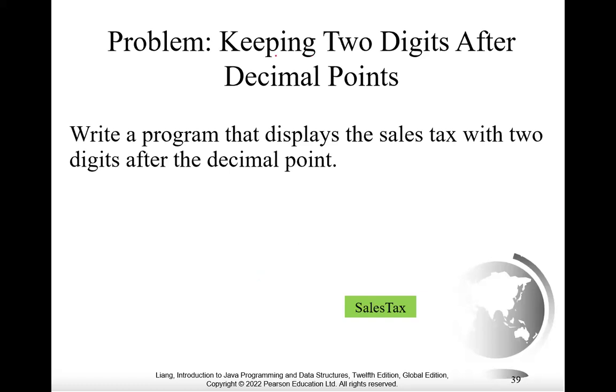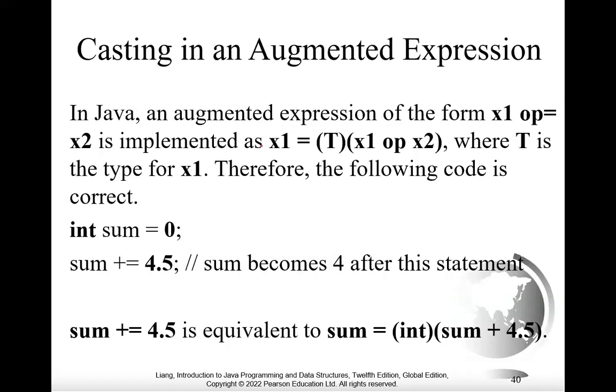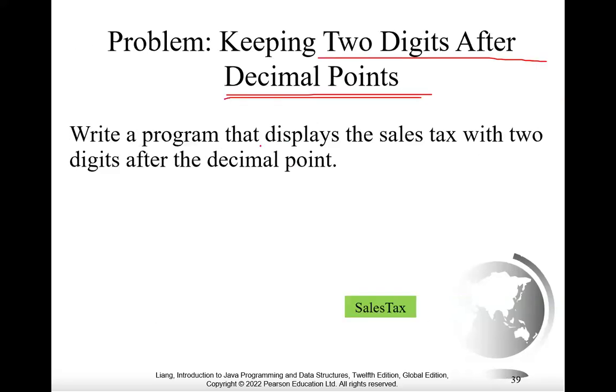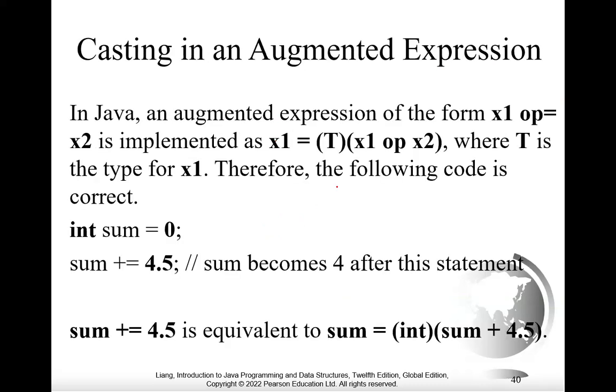Okay, keeping 2 digits after the decimal point. You are familiar with this because I taught you formatting of print in C. If you want to print a specific number of digits, you have to put dot, the number of digits, F. You remember this in C. So it's the same as Java.